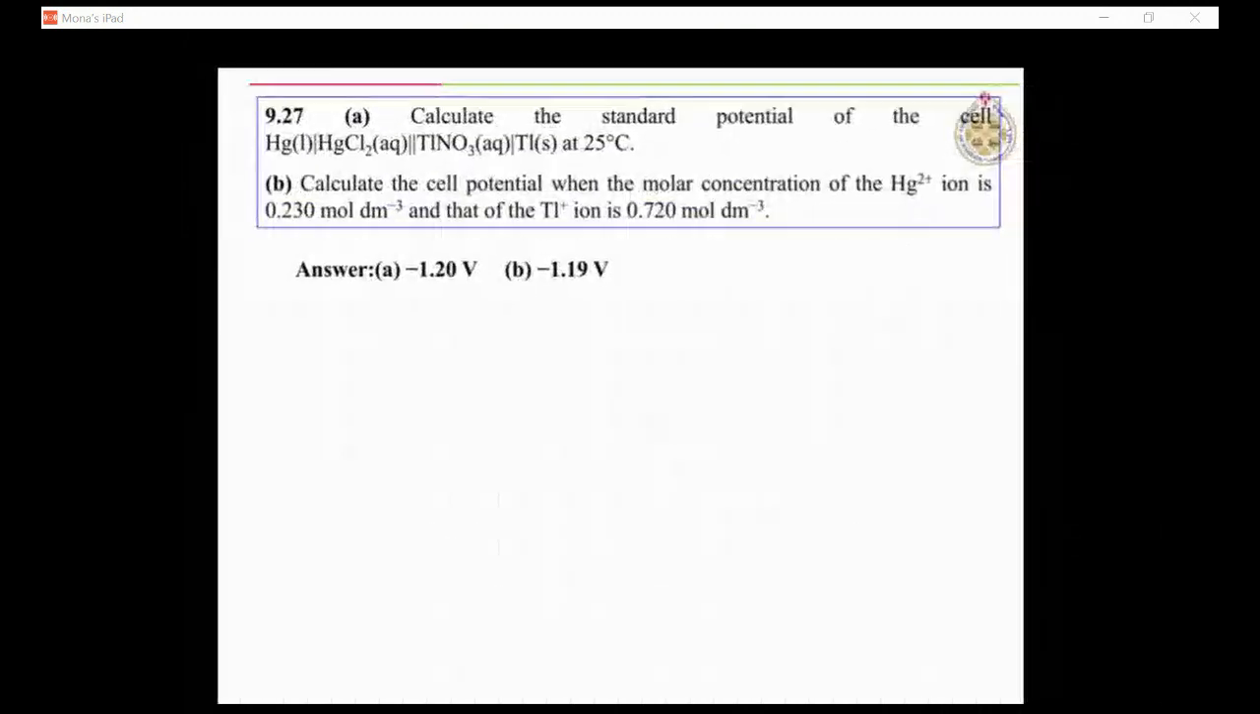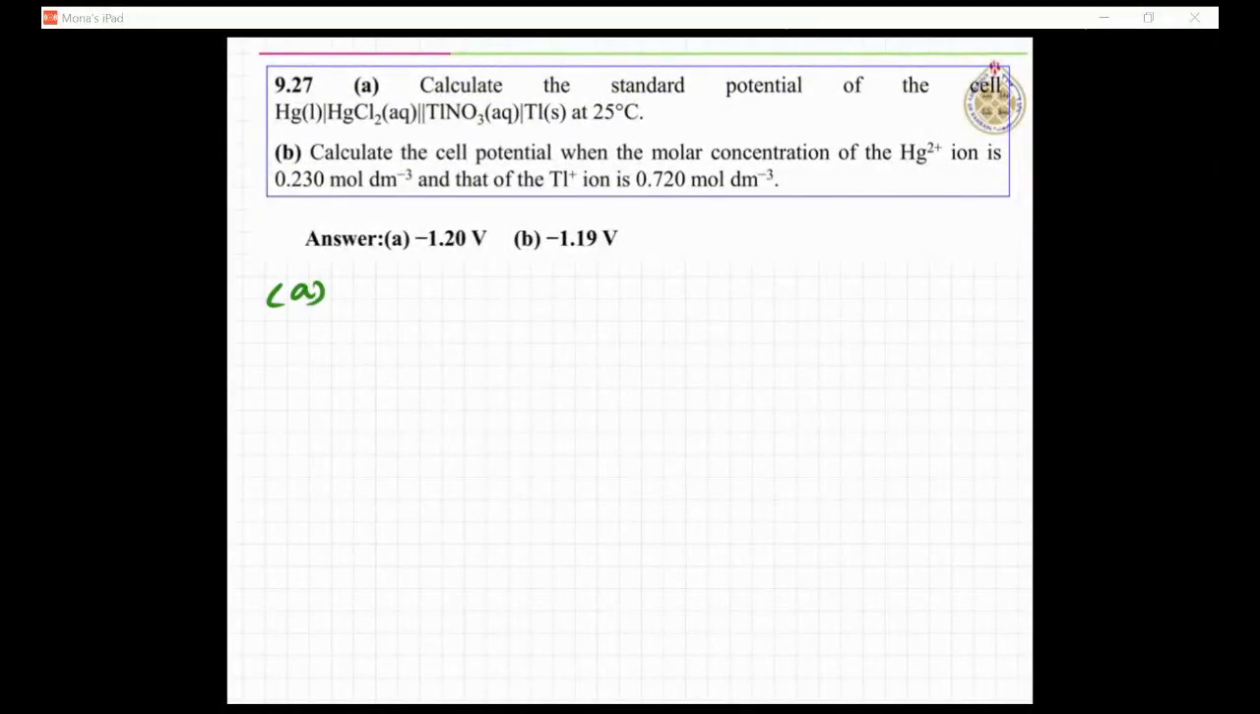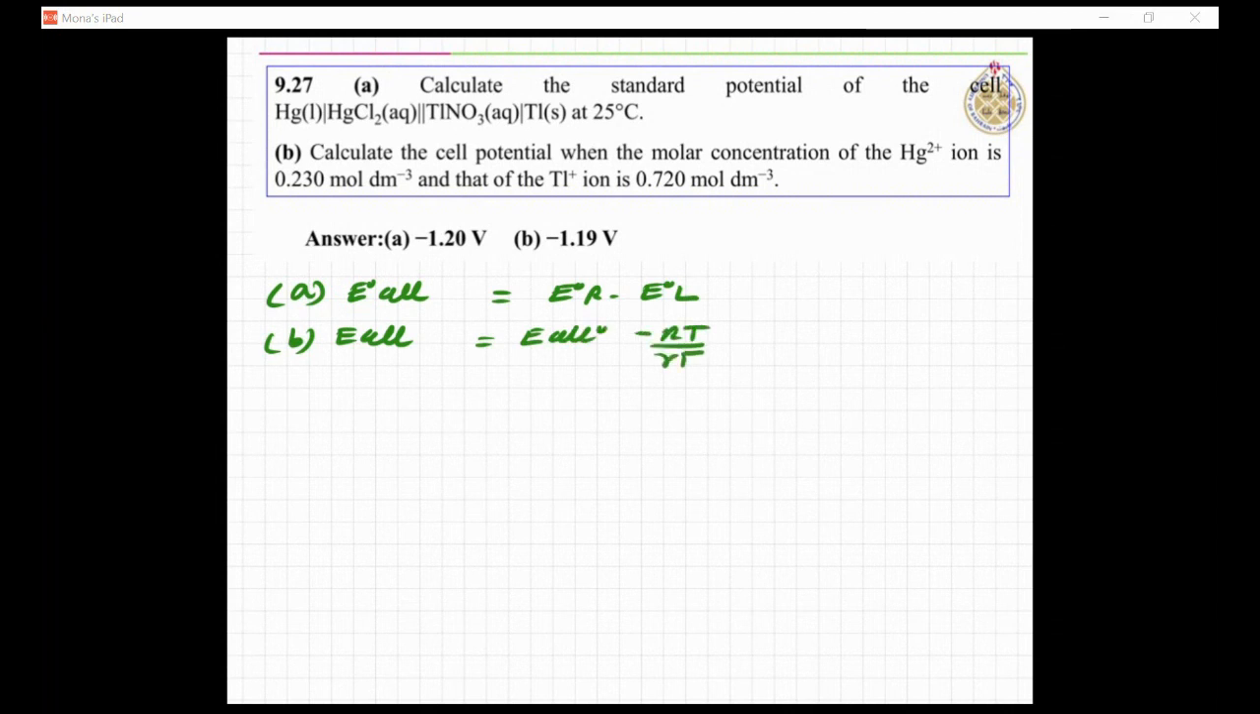The first part: calculate E cell standard. The second part: calculate E cell. So two parts. First part, calculate the standard potential. Second part, calculate the potential. The standard potential means we have to use E right minus E left. Then for E cell, you have to use the Nernst equation to calculate. So that is what we have to do.